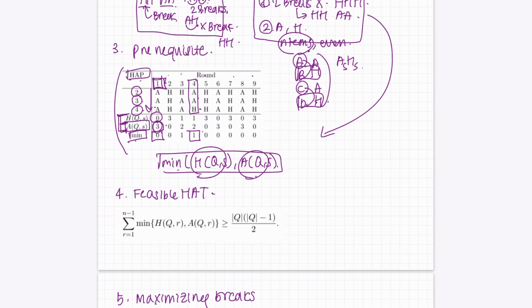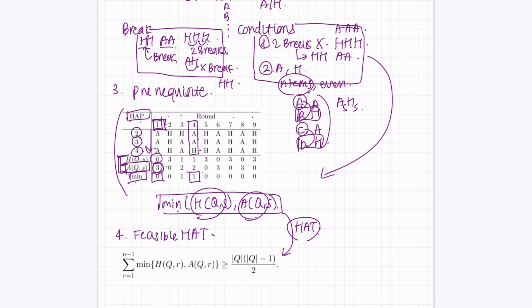And using that information, we will be creating an equation wherein we ensure that all home-away tables adhere to the idea of having no 2 consecutive breaks, and at the same time not having an unequal number of A's and H's in one round.